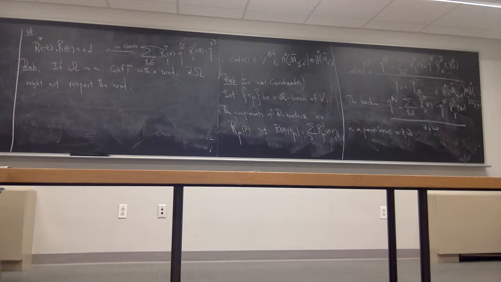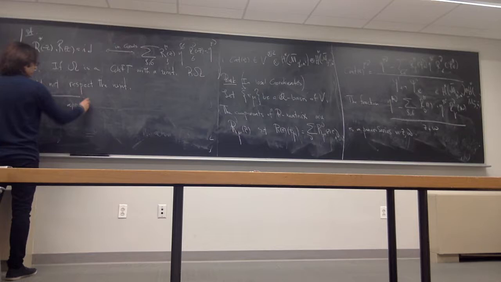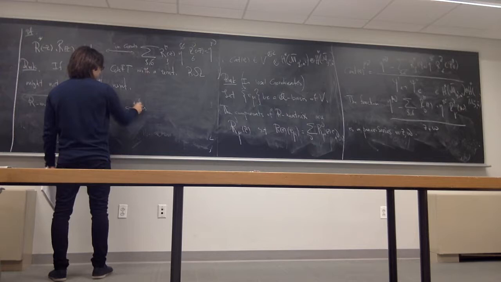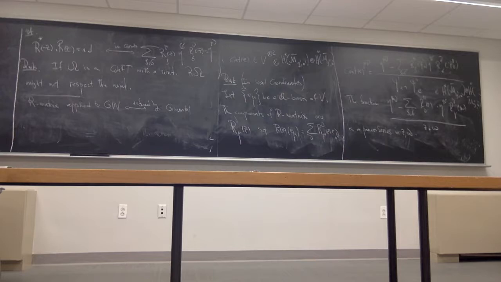So who worked on this? The first person who worked on this R matrix formalism: R matrix was first defined for Gromov-Witten theory, the operator that acts on Gromov-Witten classes. The R matrix formalism applied to Gromov-Witten theory was in fact defined by Givental. He's the first person who did this. And then this action of R matrix on the cohomological field theory associated to Gromov-Witten theory was lifted to all other cohomological field theories by others.